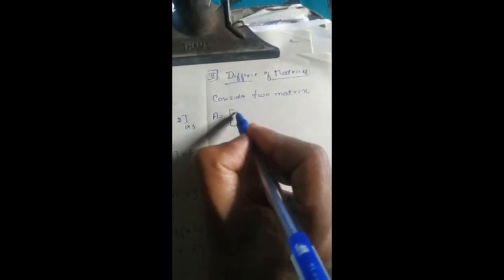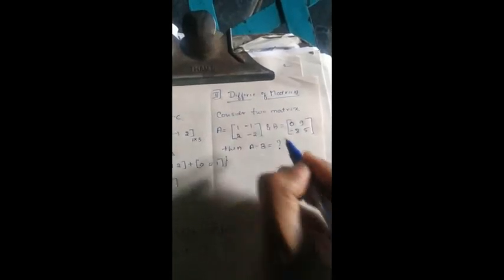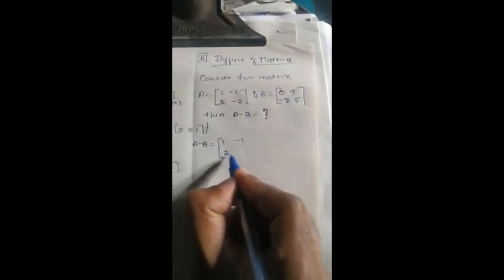Matrix A is equal to 1 minus 1 2 minus 2. Then B is 0 9 minus 8 5. Then what is A minus B? What is A minus B? So A minus B directly I will take. A minus B is equal to 1 minus 1 2 minus 2 minus 0 9 minus 8 5.